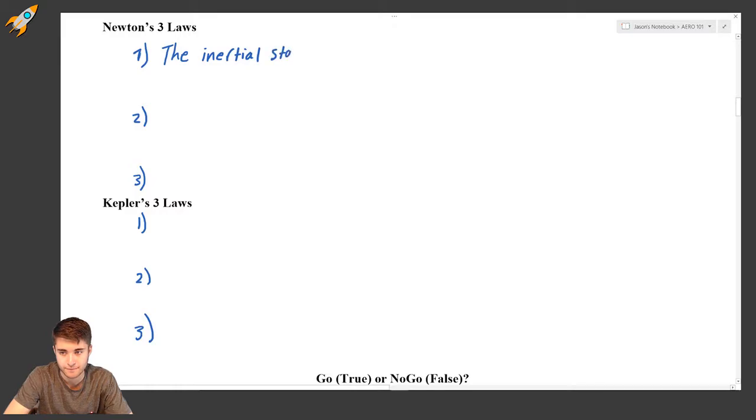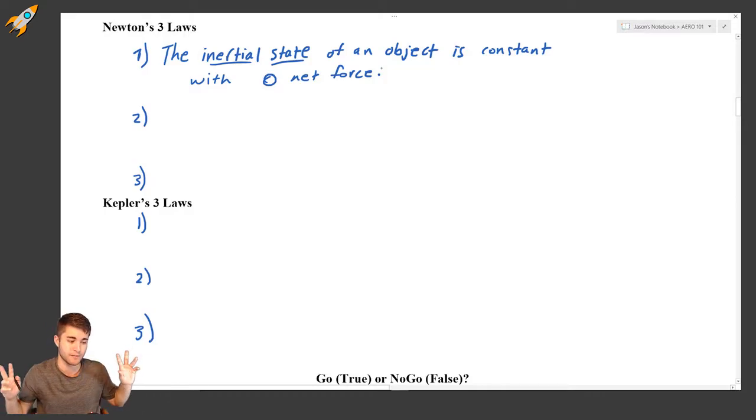And condition of man, to throw those 2 things together, you can also say, just in general, the inertial state of an object is constant with a 0 net force. Okay? This is a way to combine both. An object in motion stays in motion, and an object at rest stays at rest. This is a way to combine both of those into one statement.